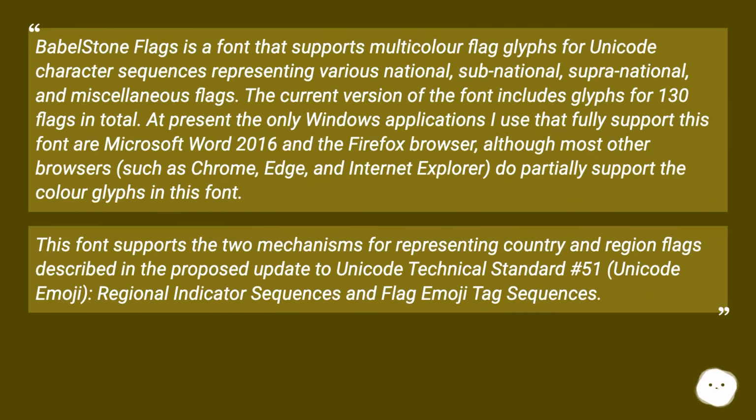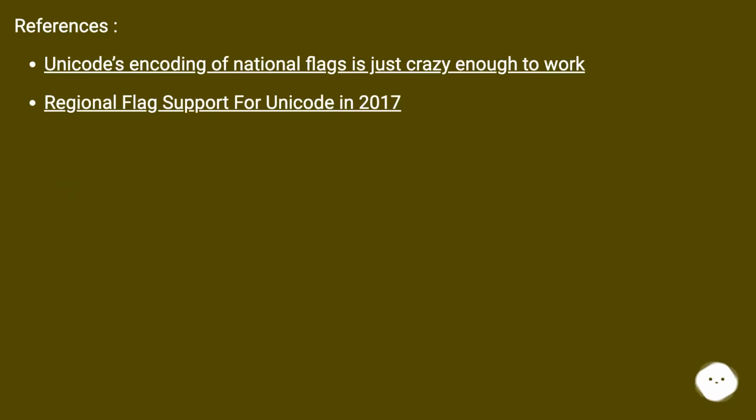At present, the only Windows applications I use that fully support this font are Microsoft Word 2016 and the Firefox browser, although most other browsers, such as Chrome, Edge, and Internet Explorer, do partially support the color glyphs in this font. This font supports the 2 mechanisms for representing country and region flags described in the proposed update to Unicode Technical Standard No. 51, Unicode Emoji Regional Indicator Sequences and Flag Emoji Tag Sequences. References. Unicode's encoding of national flags is just crazy enough to work. Regional flag support for Unicode in 2017.